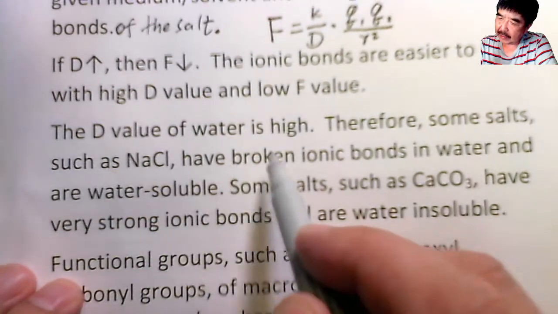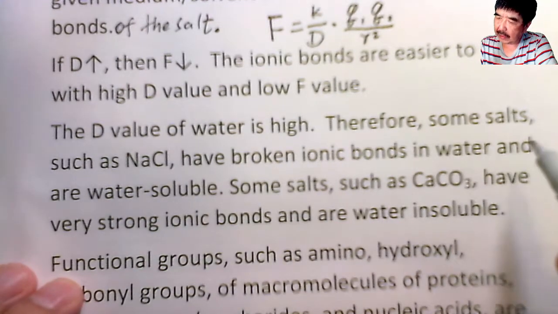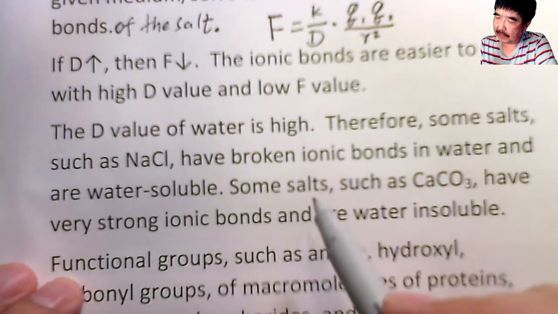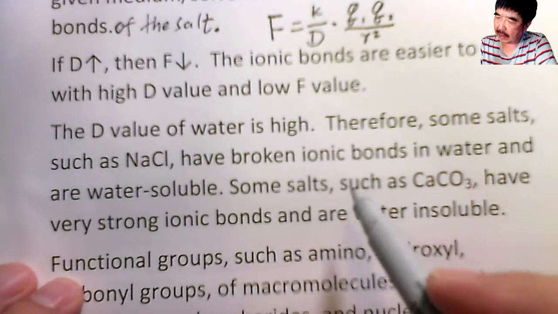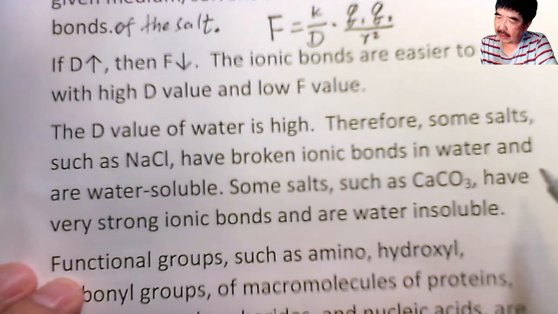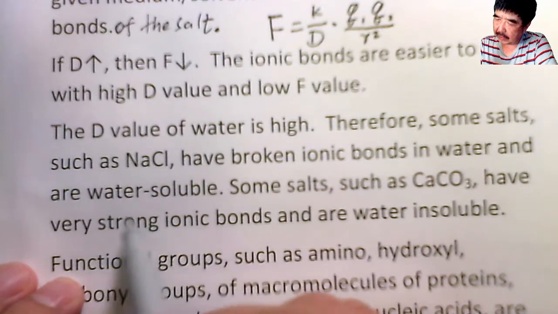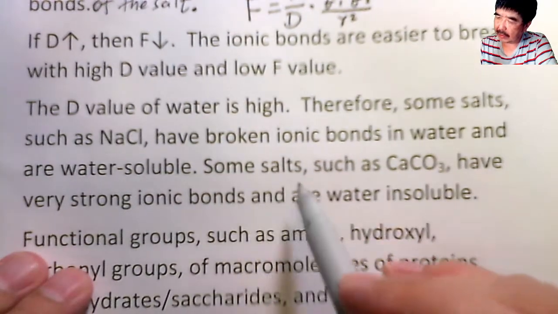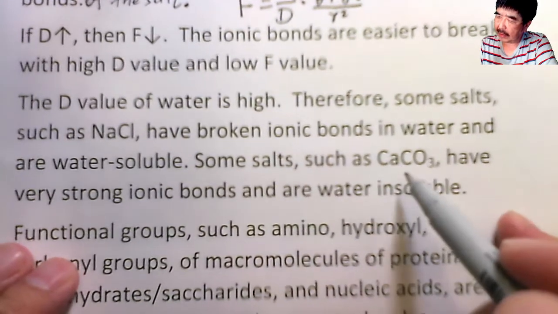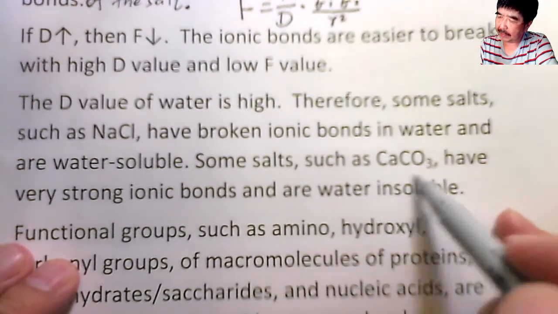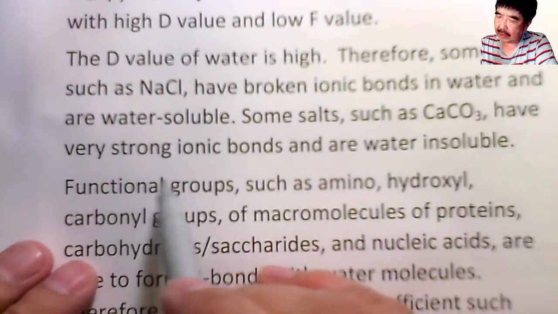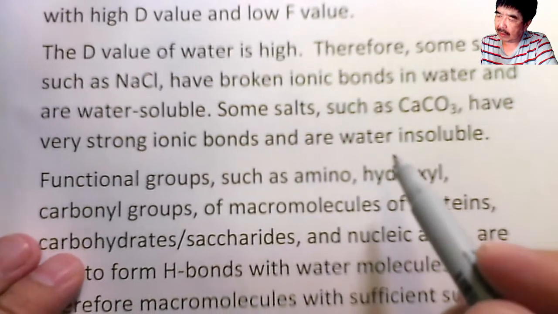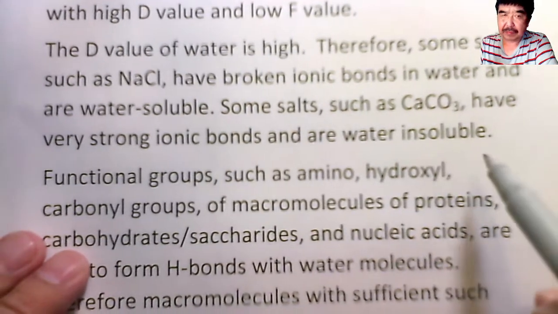The D value of water is high. Therefore, some salts, such as sodium chloride, have broken ionic bonds in water, and are water soluble. Some other salts, such as calcium carbonate, have very strong ionic bonds and are water insoluble.